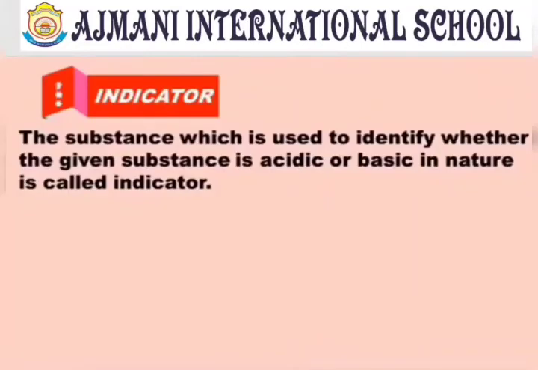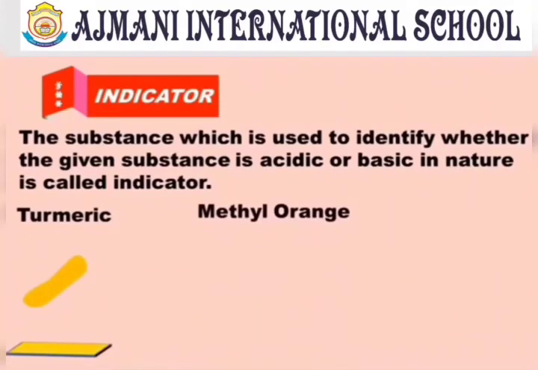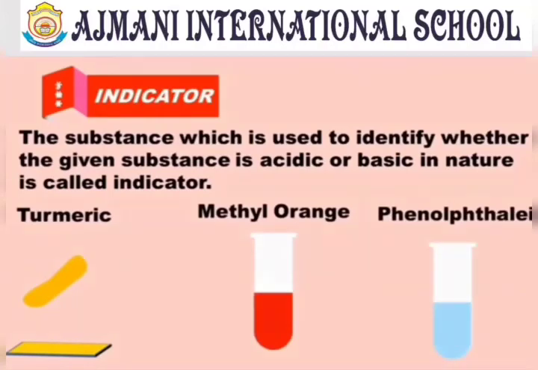Now, let's see what indicators are and how they help us find out whether our substance is acidic or basic. The indicators can be defined as the substances which are used to identify whether the given substance is acidic or basic in nature. For example, turmeric, methyl orange and phenolphthalein.